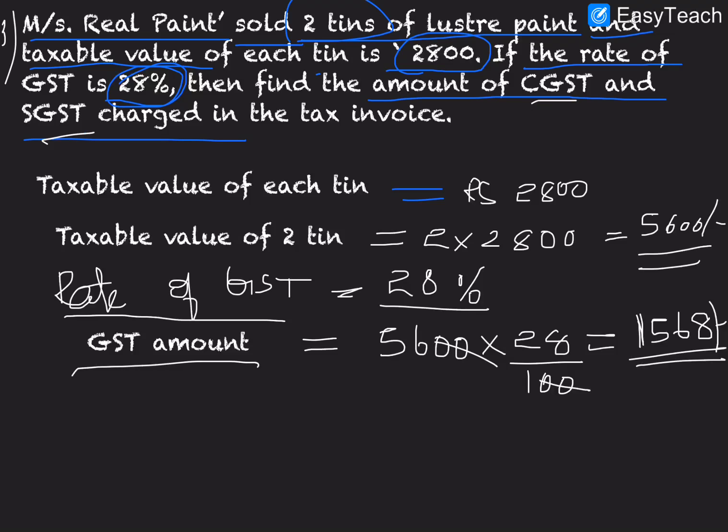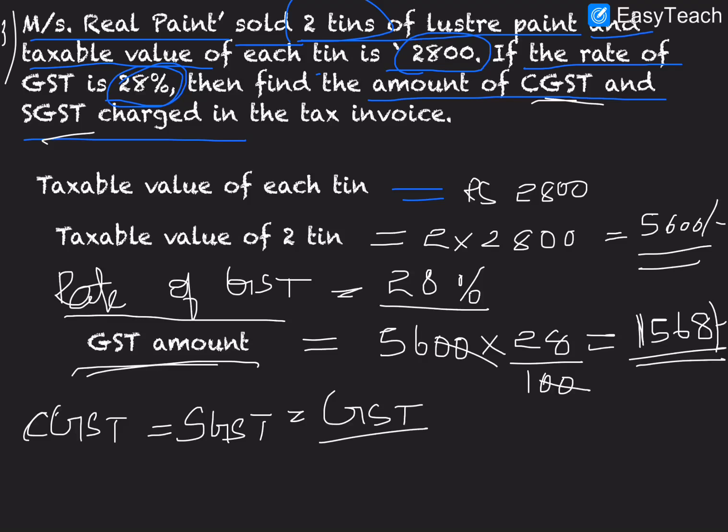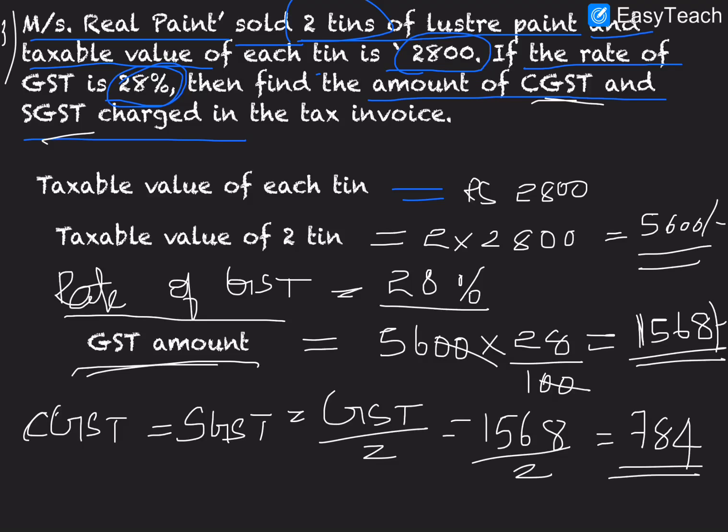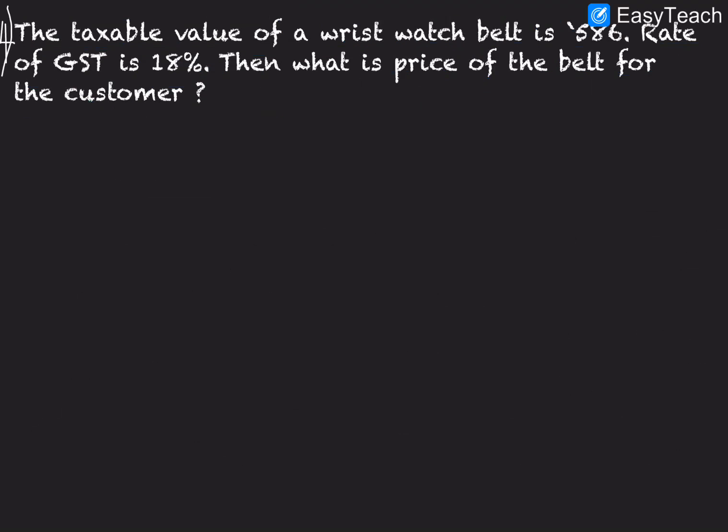So GST includes CGST and SGST. So we can find the CGST and SGST from this GST amount by calculating half of the GST. That is, CGST is equal to SGST is equal to GST by 2. So GST is 1,568 by 2, which is 784 rupees. 784 is the CGST and SGST of this paint tin.